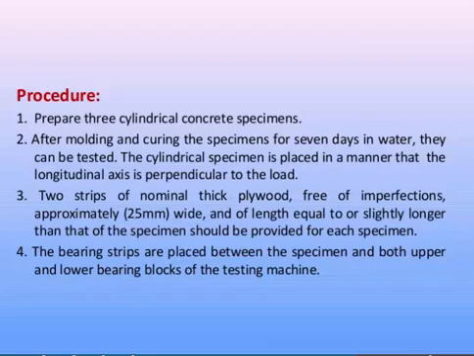Then place plywood strips on the lower plate and place the specimens. Two strips of nominal thickness plywood, free of imperfections, approximately 25 mm wide and of length equal to or slightly longer than that of the specimen, should be provided for each specimen. The bearing strips are placed between the specimen and both the upper and lower bearing blocks of the testing machine. Then bring down the upper plate so that it just touches the plywood strip.